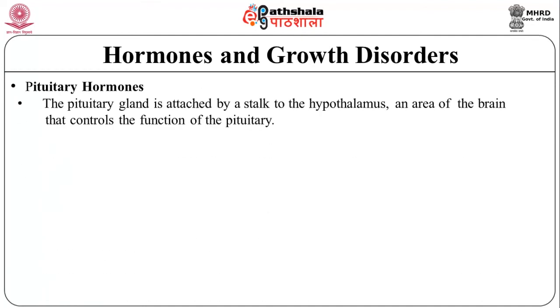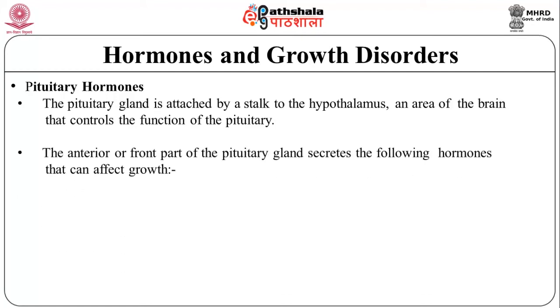Pituitary hormones. The pituitary gland is attached by a stalk to the hypothalamus, an area of the brain that controls the functions of the pituitary. The anterior or front part of the pituitary gland secretes the following hormones that can affect growth.